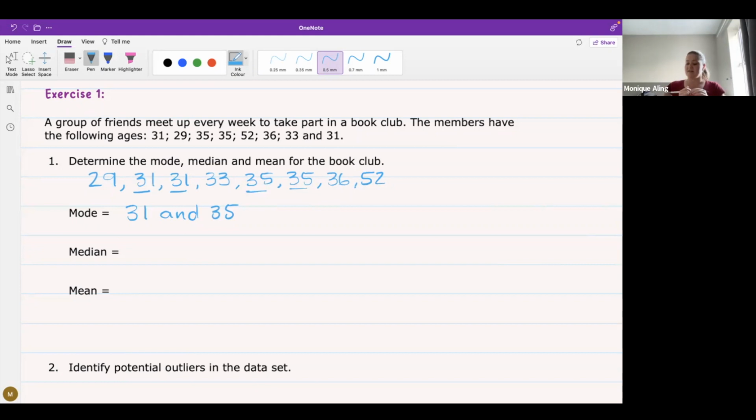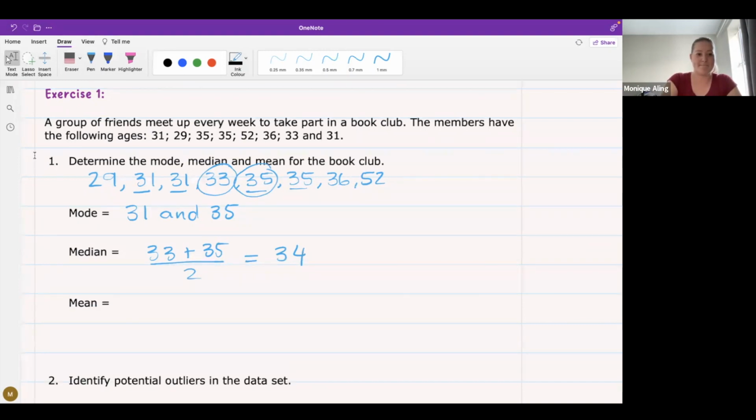Okay, because I added... yeah, 33 and 35 and divided by 2. So our two middle numbers are 33 and 35. We add them, divide by 2, and we get 34. Good, nicely done. And then the mean is 35.25.